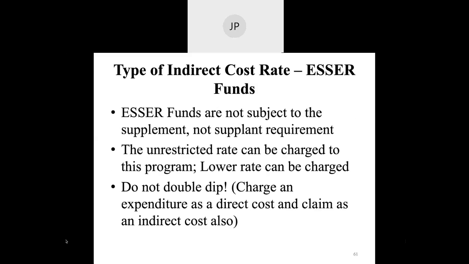ESSER funds are not subject to supplement not supplant. Therefore, districts are allowed to charge the unrestricted rate for your ESSER III and other ESSER programs. The unrestricted rate is just the maximum rate that could be charged. You can charge a lower rate if you want to, but make sure that you do not double dip, which means charging an expenditure as a direct cost and then turning around and claiming it as an indirect cost. A cost should only be either an indirect cost or a direct cost.